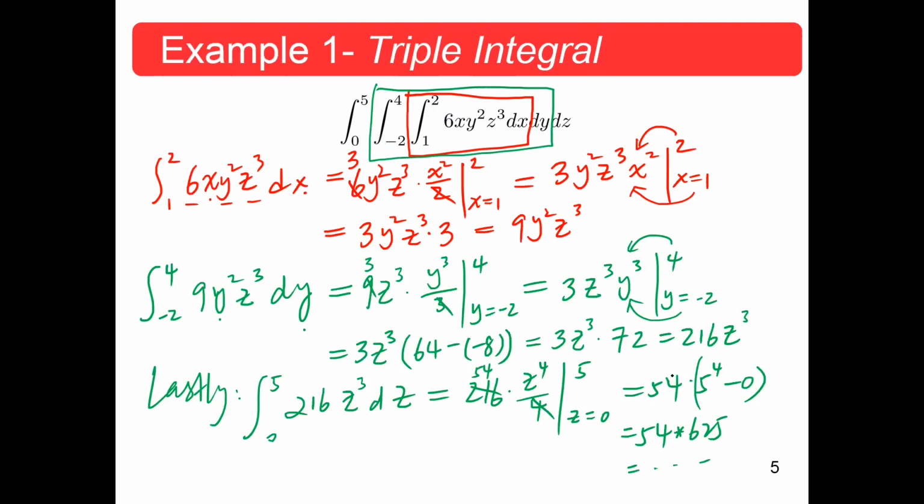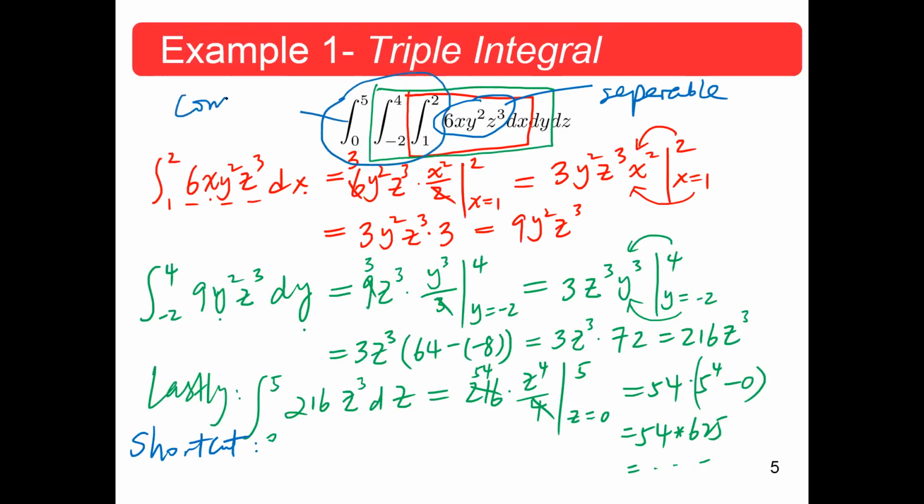Any quick shortcut for this question? I'm going to ask you guys to think about it. Is there any shortcut you can think of? Observe this question one more time. For this particular problem, take a look at the integrand. Is the integrand separable? Yes, 6xy squared z cubed, it's separable, right? Are the limits all constants? Yes, these are constant limits.